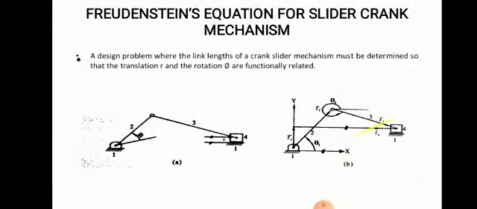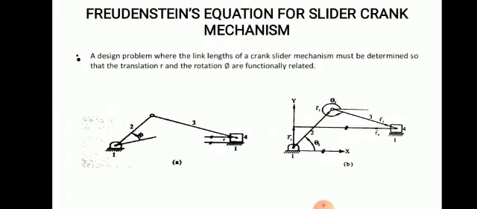Theta 2, theta 3. The vector loop equation for this is... it means that slider movement is proportional to the movement of the crank. Slider movement is proportional to the movement of the crank, because del theta is equal to del x displacement.